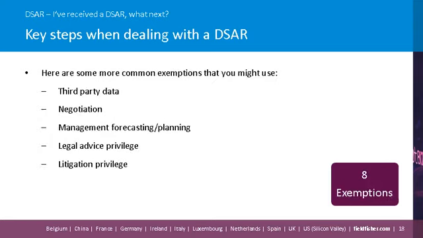Here are some more common exemptions that you might use when dealing with a DSAR. The first is third-party data. Now, the individual making the request is only entitled to their own personal data, not the personal data of a third party. Generally, you will be able to redact third-party data when dealing with a DSAR. However, in some circumstances, you may need consent from the third party before disclosing their personal data.